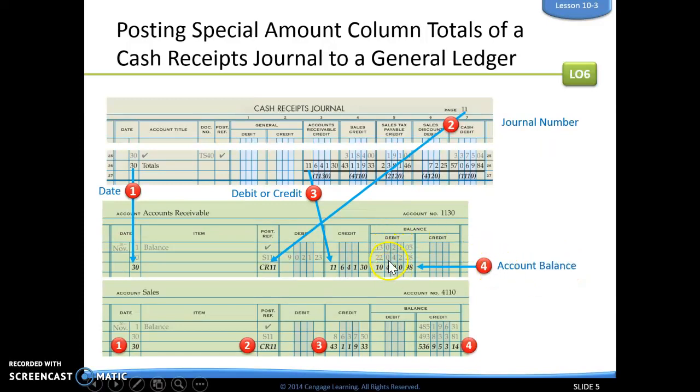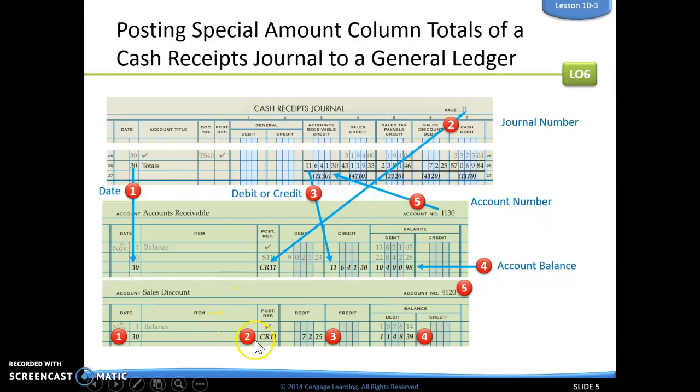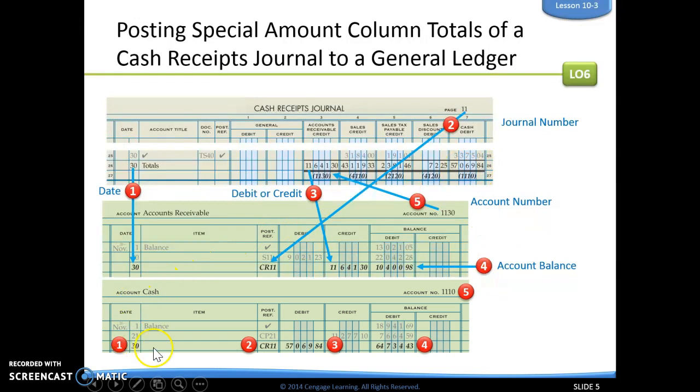In accounts receivable, we had a debit balance, and then we're crediting, so we would subtract. In our sales, we had a credit balance, and we're crediting, so we would add. Last step then would be bringing our account numbers underneath those totals, showing that we have posted those two totals. Next, they show us the same thing with our sales tax payable, our sales discount, and our cash debit.